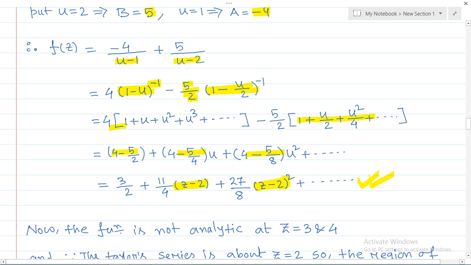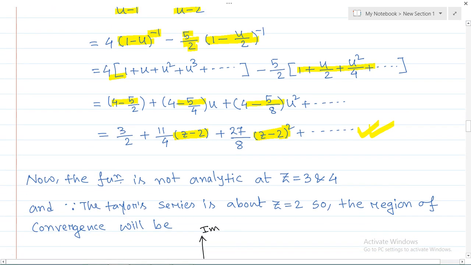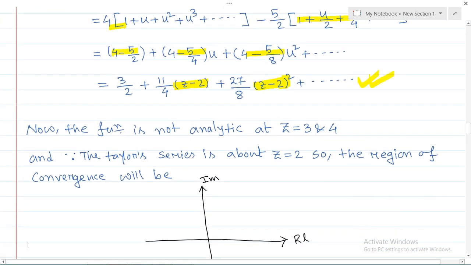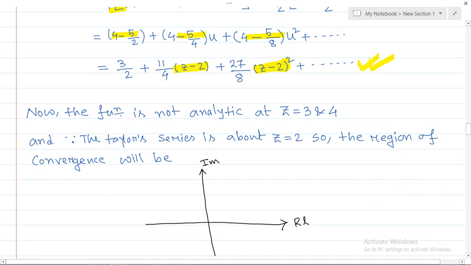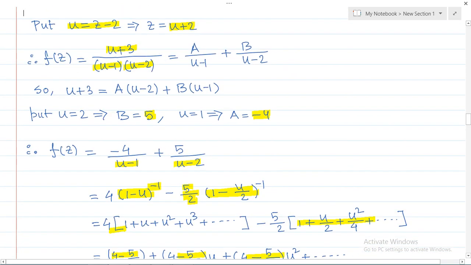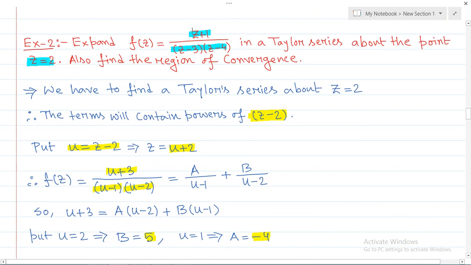So that is one way that you will be able to understand that you are doing some correct calculation. Now let us come to find out the region of convergence. As per the given question, the function is given as f of z equals z plus 1 divided by z minus 3, z minus 4.